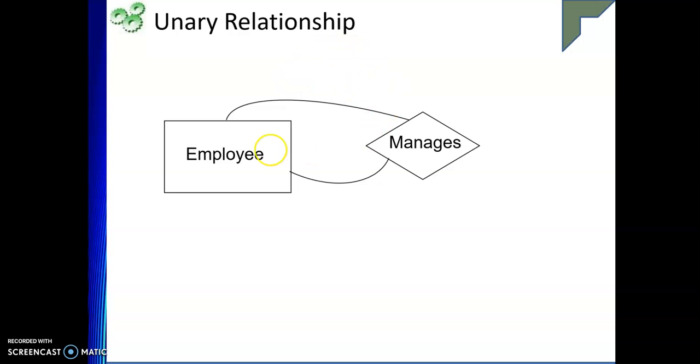Now here, in this particular relationship, an employee manages an employee. What kind of relationship is that? There are certain employees who will be managing other employees. In my example regarding the HOD and the employees, there will be one HOD, but he will be managing many employees. Such a relationship is unary, as you can see only one entity is associated with it.